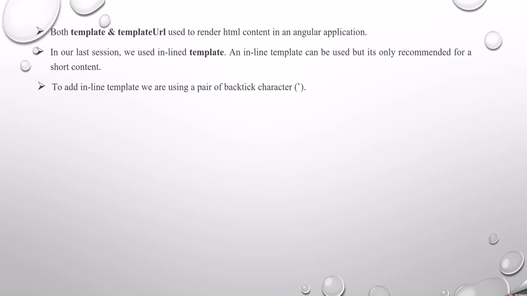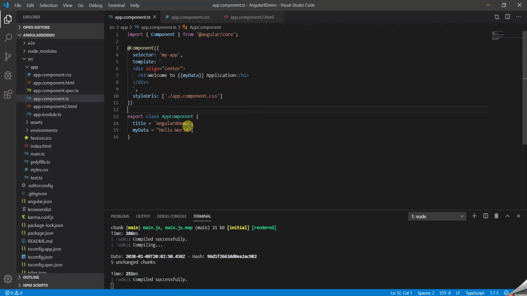To add an inline template, we use a pair of backtick characters. As we saw in our previous example, let me switch to that one. Here you can see we have a div which aligns the content to center, and within this div we have a message, welcome to, where the data comes from the backend, my app component, with the help of a variable called myData, and application: welcome to hello world application. That's it.